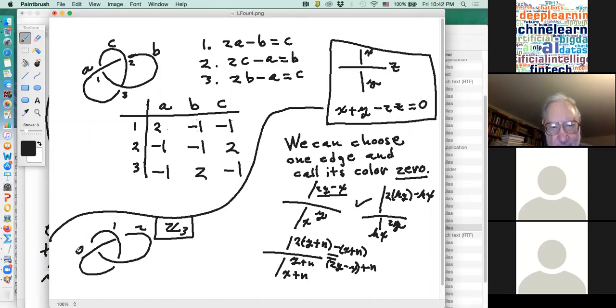2 times 1 minus 0 is 2. 2 times 2 is 4 minus 1 is 3, which is 0. Now add 1 to all the colors. This becomes 1, and this becomes 2, and that becomes 3, which is equal to 0. And it's still a coloring, you see? That's what I'm saying. So that means that I could, if I want to, just choose one edge, like A, and decide that it's 0.